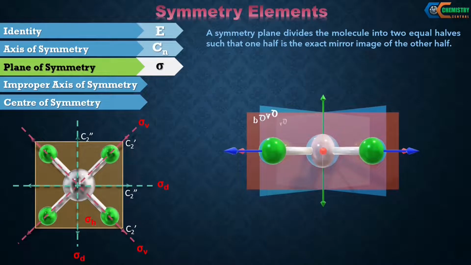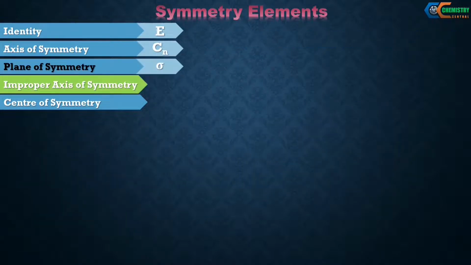One major point to remember while assigning these planes is that they should not be named just by looking at their general vertical and horizontal position. These are assigned as vertical planes when they are parallel to the principal axis and horizontal planes when they are perpendicular to the principal axis. Our next symmetry element is the improper axis of rotation or improper axis of symmetry.